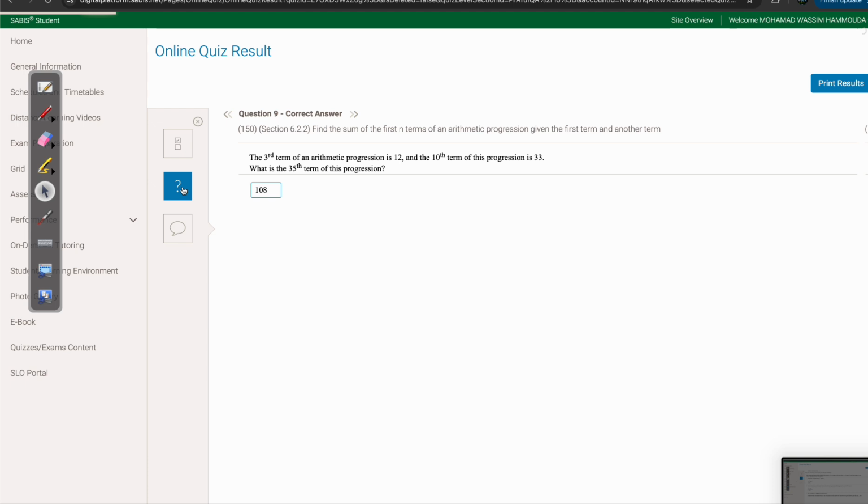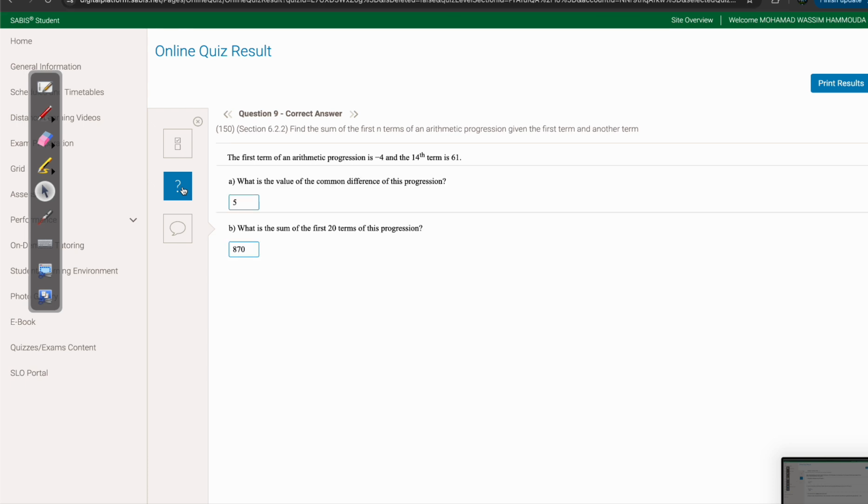Number 9. The first term of an arithmetic progression is negative 4, and the 14th term is 61. So once again, we're gonna do what we did in the previous question. So negative 4 is equal to a1 plus n minus 1, n is 1, so negative 4 is a1. Oh wait, they already gave you the first term.